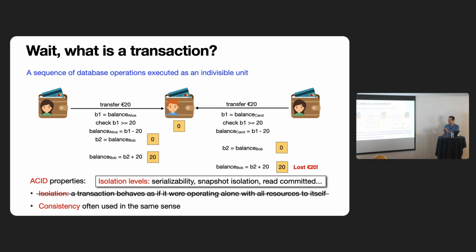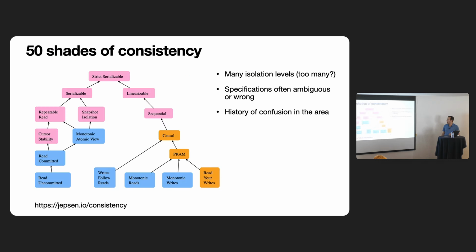And so in this course, I'll tell you a bit about these kinds of levels. There are actually quite a few of them. I grabbed this picture from the internet, so I guess there are too many, maybe. They sometimes form these hierarchies where one is weaker than the other. Historically, the specifications of these levels are often ambiguous or plain wrong. As a consequence, there is a history of confusion in the area, where even if you talk to database engineers, they're often confused about some things. Or you can talk to a person and this person would understand one thing under a term and another person would understand something else. And so in this course, I'll try to clarify a bit these kinds of confusions.